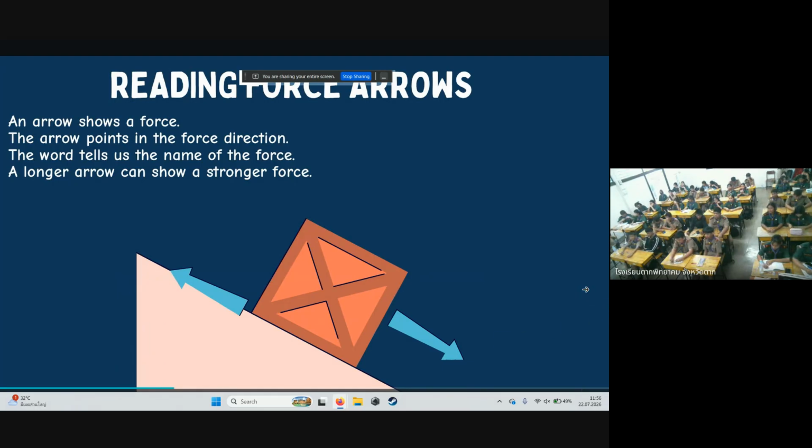When we are reading diagrams, we use arrows to show the force. An arrow shows a force. The arrowhead points in the direction of the force. And if one arrow is longer than the other, that means the longer arrow shows a stronger force. Long arrow, strong; short arrow, weak force.